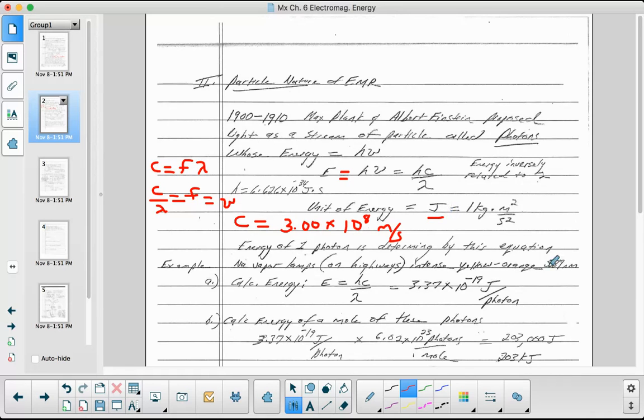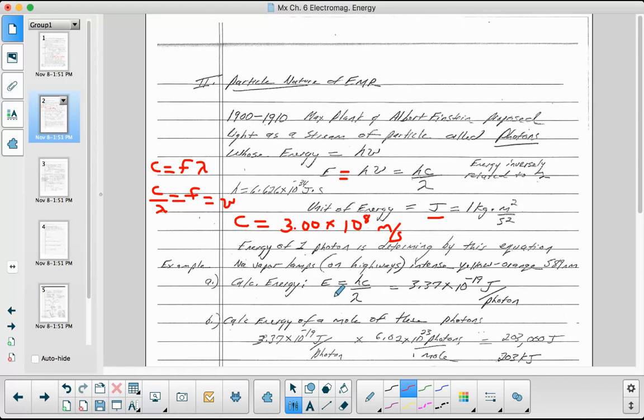So here's an example. How do we calculate the energy of a photon in, let's say, a sodium vapor lamp? The lamps that you see on the highways are sodium vapor lamps, an intense yellow-orange colored lamp, and the wavelength of that light is 589 nanometers. So let's calculate the energy.